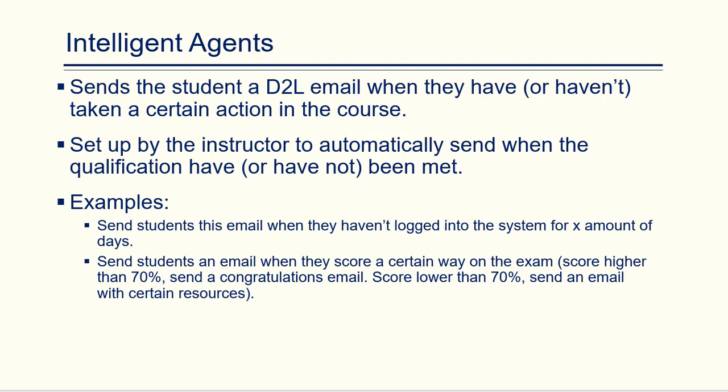The other option might be doing it for certain assignments. So the intelligent agent automatically sends a student an email when they score a certain way on the exam. It might be that if they score 70% or higher, they get an email saying congratulations, you did great on the exam. If they score lower than 70%, they get an email with some extra resources to help them later on.